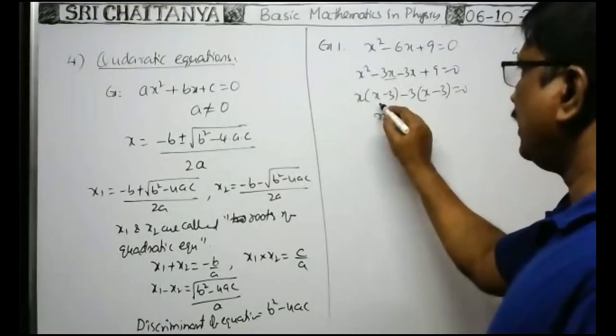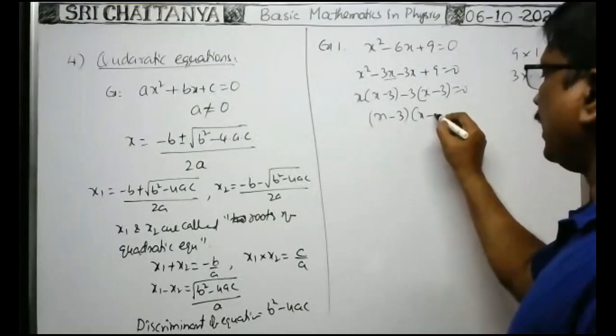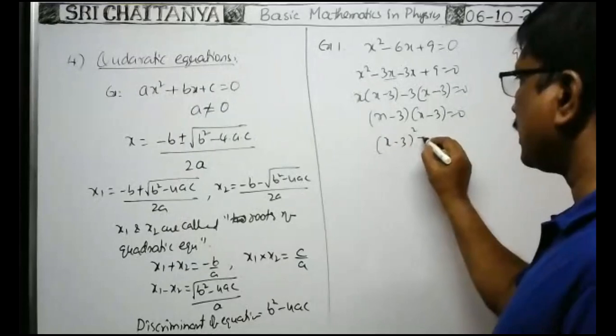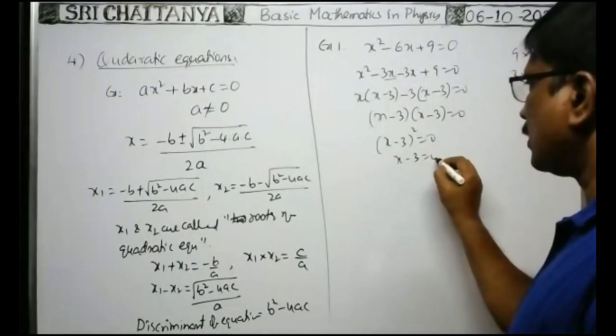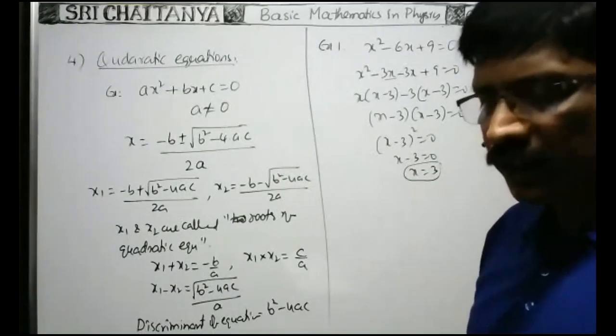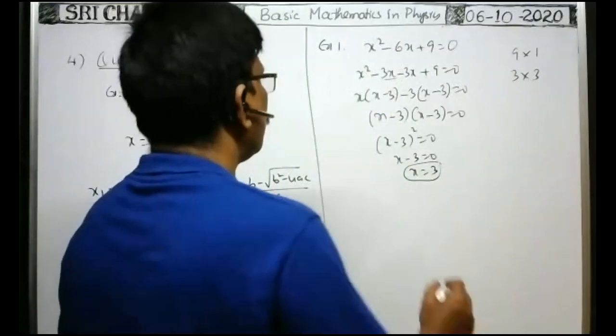So here, in these two terms, you take x minus 3 common. When you take x minus 3 common, then you will get x minus 3 only. So x minus 3 whole square is equal to 0, or x minus 3 is equal to 0, or x is equal to 3. So here the x value is equal to 3 itself, because it can be written as x minus 3 whole square directly.